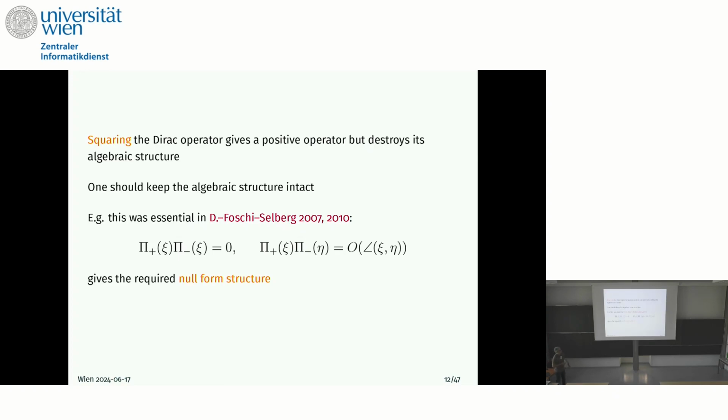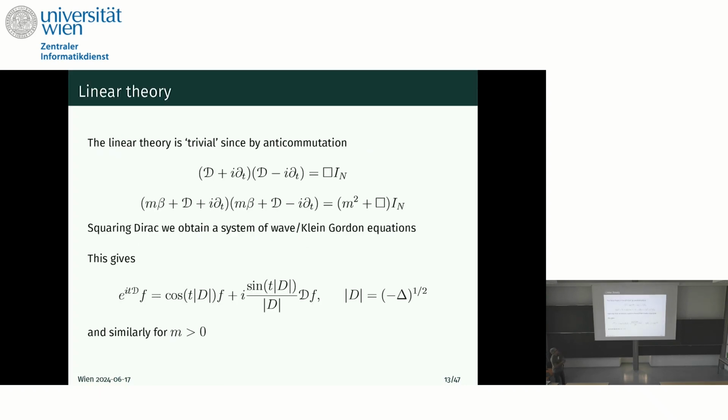Anyway, so the main idea is squaring is good, but for finer properties, you don't square. It's better not to square, to preserve the algebraic structure. And we'll see this again in today's lecture. Okay, so if you only consider the constant coefficient case, everything is already known.